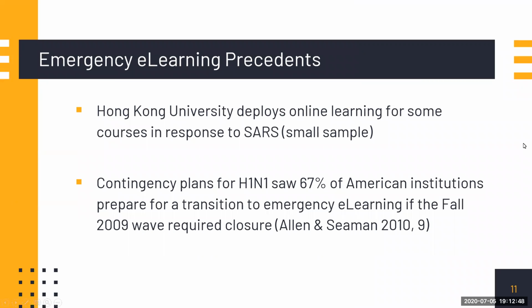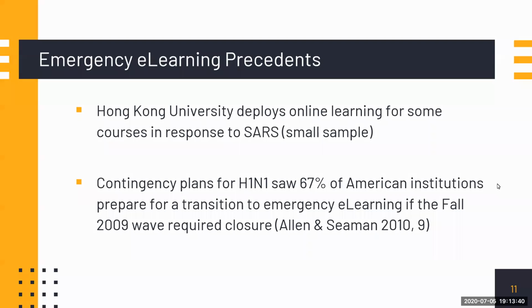There have been small examples historically where emergency e-learning protocols were introduced in response to SARS. There were a small number of online learning platforms that rolled out at Hong Kong University, although this hasn't been really recognized in, at least, the English instructional development literature. Contingency plans for H1N1 just over a decade ago saw around two-thirds of American institutions prepare for a transition to emergency e-learning if that second wave necessitated it, although that was not, of course, rolled out in the same way that the COVID response was.